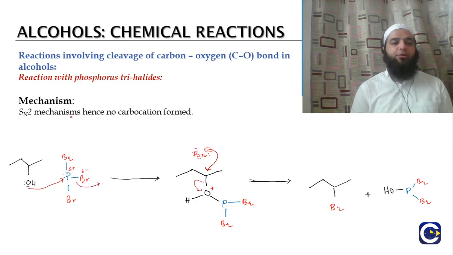So, discussing the reaction mechanism. This is a simple SN2 mechanism. Two SN2 steps are involved in the reaction, as we can see here in this example. So this is just a substitution reaction. No carbocation is formed in the reaction. So what happens in the reaction?